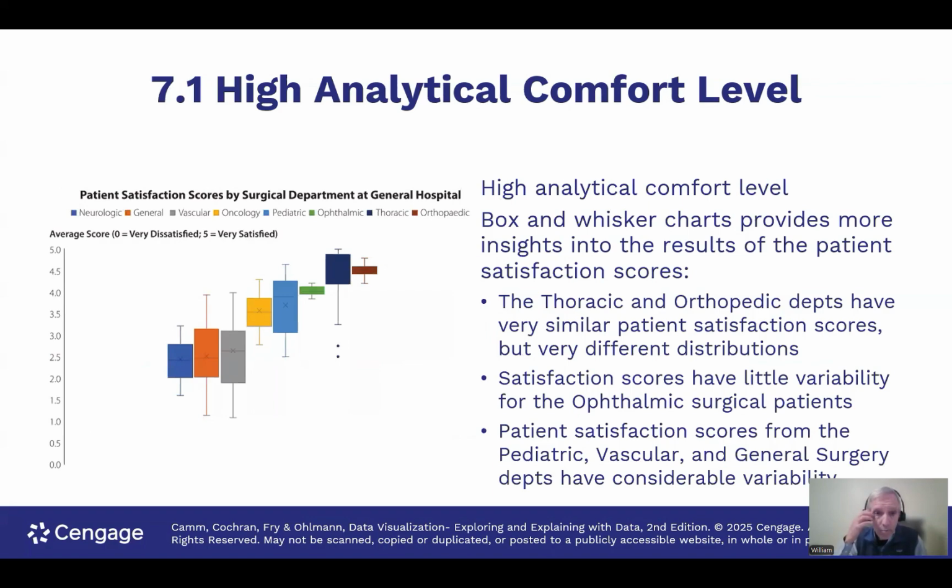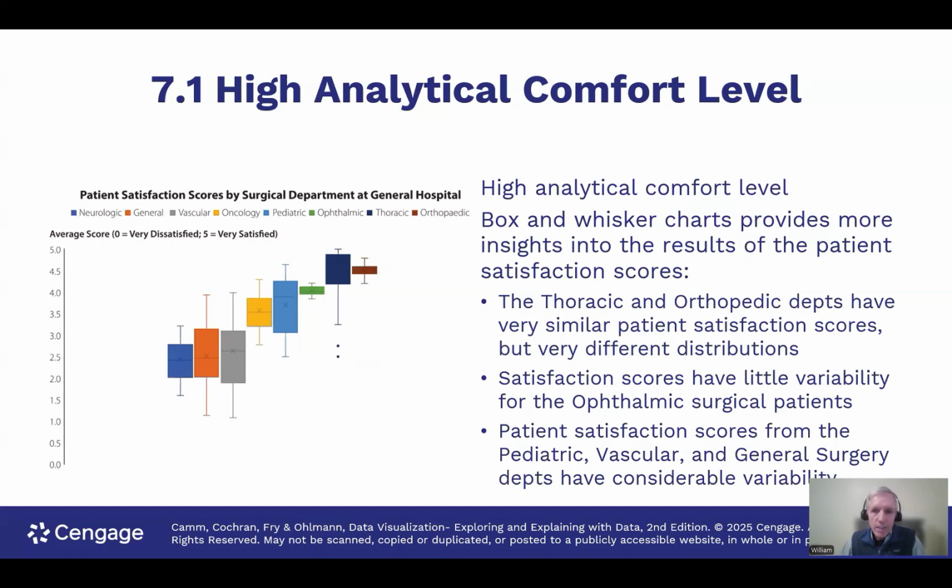And so you might pull out the box and whisker charts. Remember I talked about those. Those really weren't for the meek or the timid. I use box and whisker charts here because they provide a lot more insights into the results of the patient satisfaction scores. I can see which is low and which is high, but I can also see that they have very different distributions.